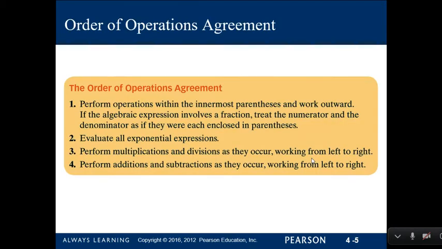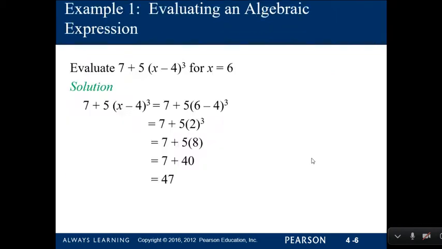So we've already talked about order of operations last chapter. I'm not going to go back through that. Please Excuse My Dear Aunt Sally is the thing I use. Now, the only difference this time to what they did last chapter, as you can see, is they're going to ask you to evaluate an algebraic expression: 7 plus 5, parentheses, x minus 4, close parentheses, cubed, for x equals 6.